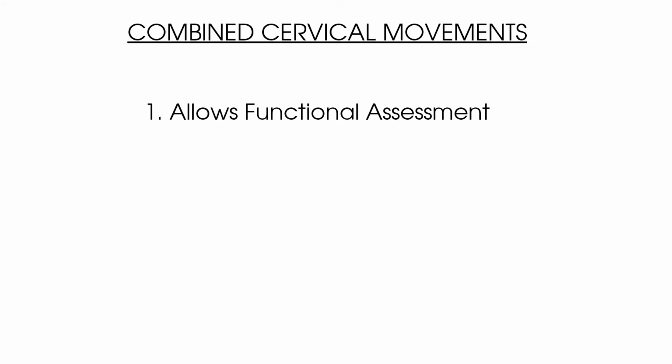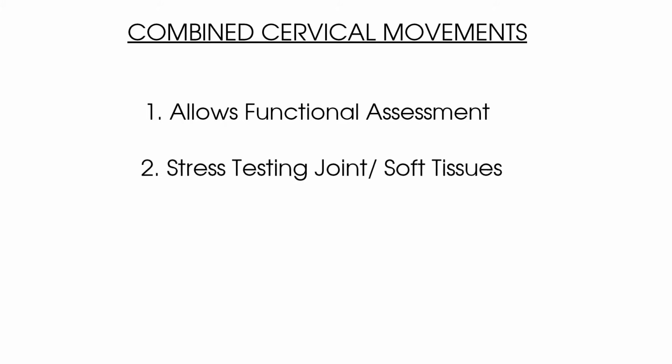Another reason for combined movements is to test joint and soft tissue structures under full stress. So if we complete combined movement testing of the cervical spine, in addition to accessory movements through palpation, and our patient's symptoms are not reproduced, we can effectively clear the cervical spine as a source of our patient's pain, as no pain has been reproduced when the joint and soft tissues of the cervical spine have been placed under full stress. So here you can see the combined movements of the cervical spine.